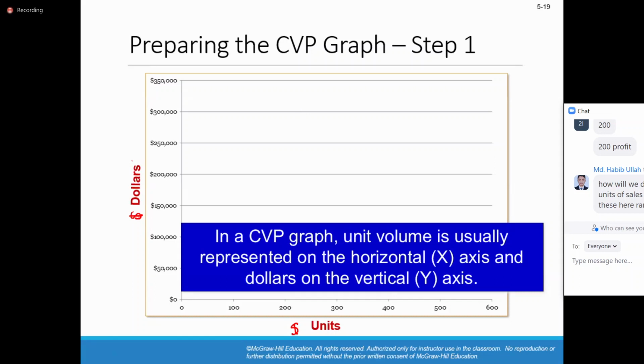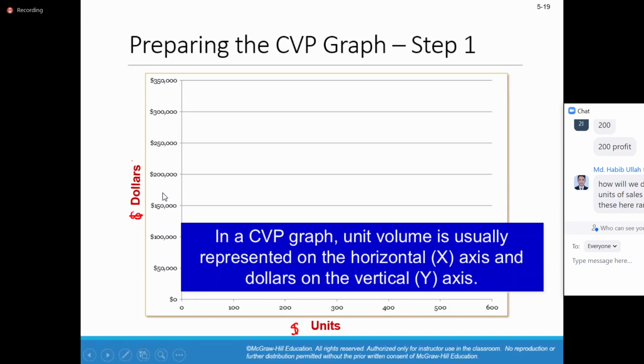How will we determine the units of sales here? Are these here randomly? Okay, if you have to draw a CBP graph and no other information is given, in that case you can assume it randomly. But in the mathematical problems, the units of sales will be given to you, and using that information, you can plot the CBP graph if it is in one of the requirements. Okay.